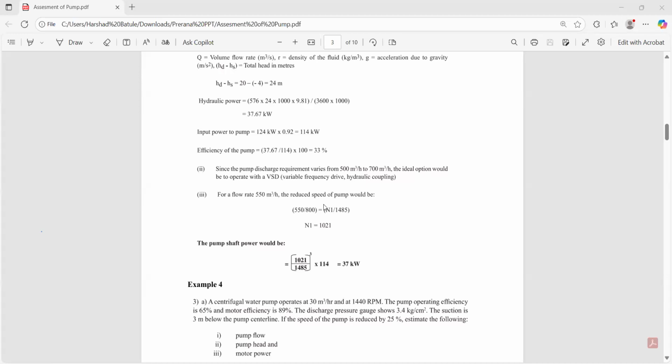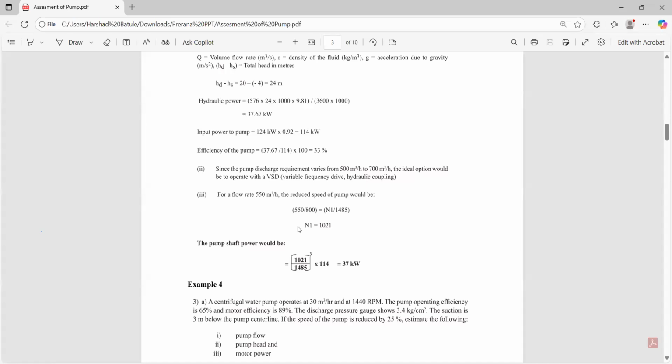So your N1 is directly proportional to your flow rate, meaning Q1. So 550 divided by 800 is equal to N1. N1 would be your 550, they have given the new speed, and 800 is your rated speed. So your N1 needs to be calculated. 1485 is your original speed. So the calculated speed of the pump would be 1021 RPM.